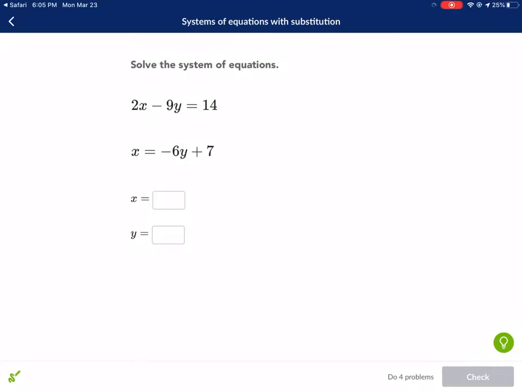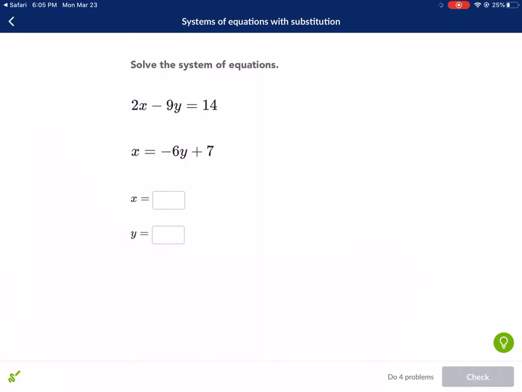Welcome back, algebra students. We're going to do some exercises in Khan Academy relating to systems of equations using substitution now. Okay, so we just logged on to Khan Academy, and the exercise that we are doing is systems of equations with substitution.